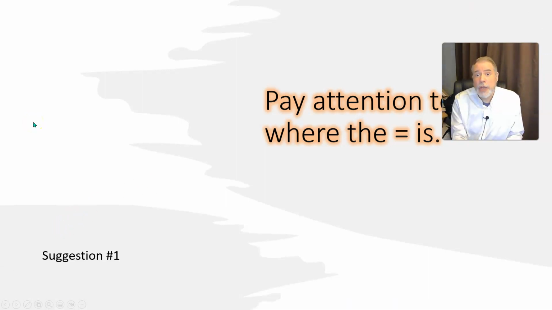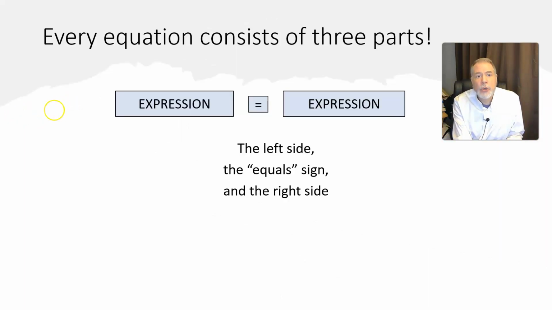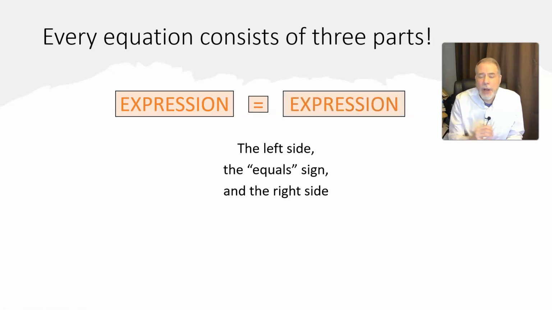After all, the equal sign is what makes an equation an equation. An equation is a statement that one expression is equal to another expression, that they have the same value as each other. So every equation consists of three parts. You've got an expression making up the left side of the equation, you've got the equal sign itself, and you've got the expression making up the right side of the equation.